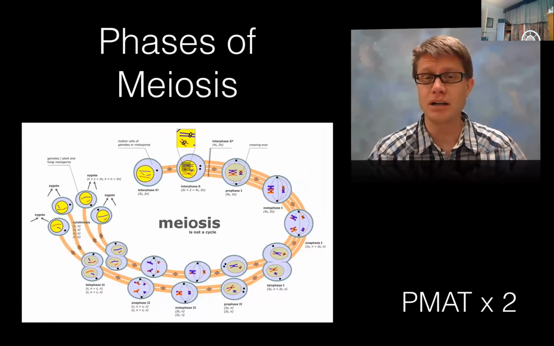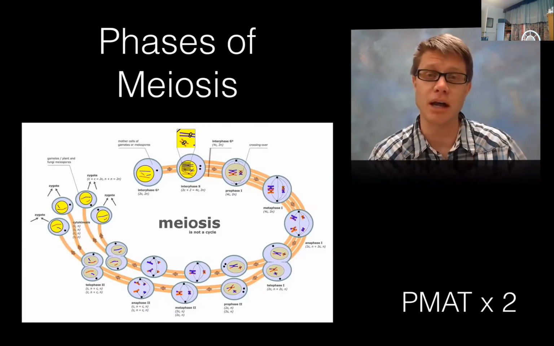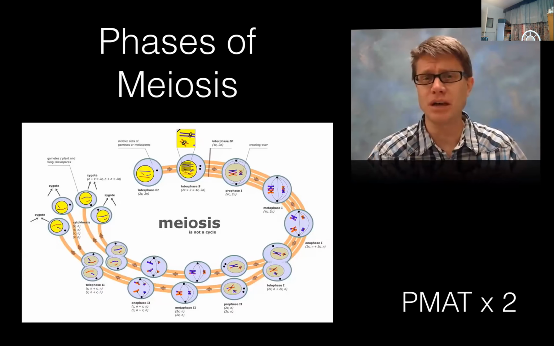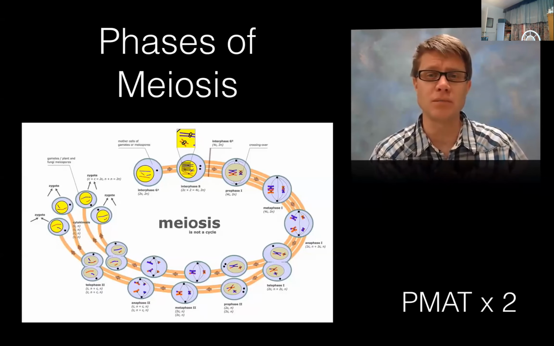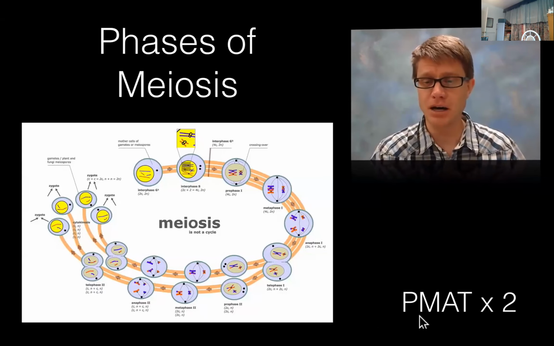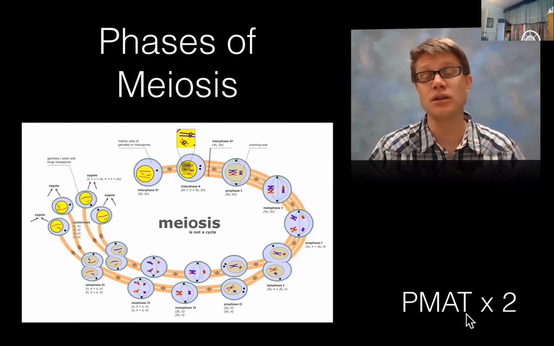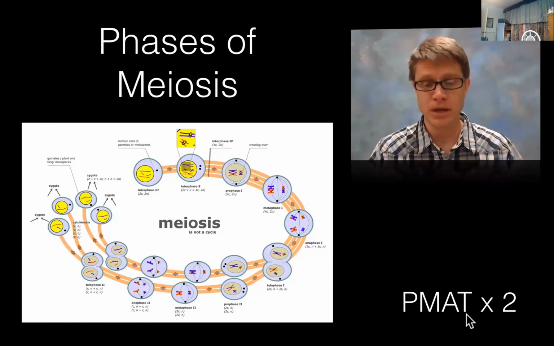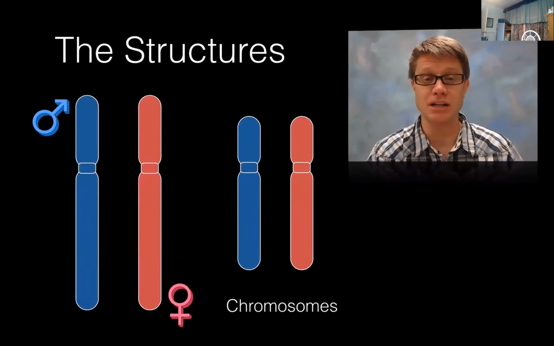And so when you look at a diagram of meiosis, it's a little bit daunting. And we're not going to go through all of it right now. We'll go through this diagram at the end, kind of as a way to review it. But I want to step through each of those phases of meiosis. A quick mnemonic, PMAT times 2 is going to remind you the different phases that we have to go through. So it's prophase, metaphase, anaphase, telophase, and then we go through that again on the second division.